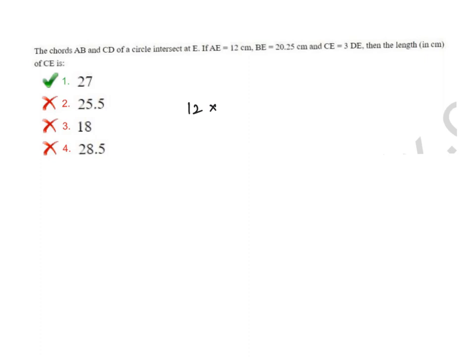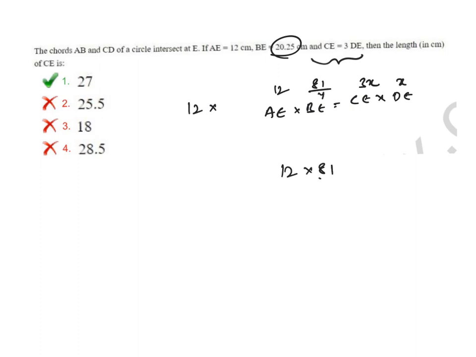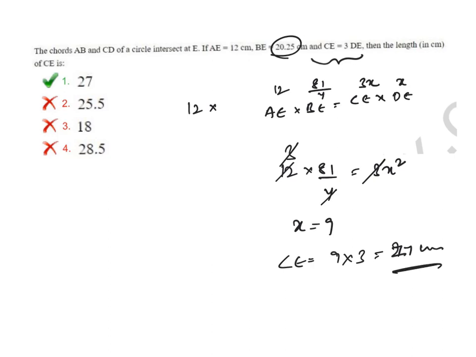The chords AB and CD of a circle intersect at E. If AE, BE and the relation between CE and DE is given, we know the formula AE into BE is equal to CE into DE. So let DE be X, then CE becomes 3X. Now we have AE is 12, BE is 20.25, which is 81 by 4. So 12 into 81 by 4 is equal to 3X square. 3 also cancels. X is 9. But we need CE, which is 9 into 3, 27 centimeters.